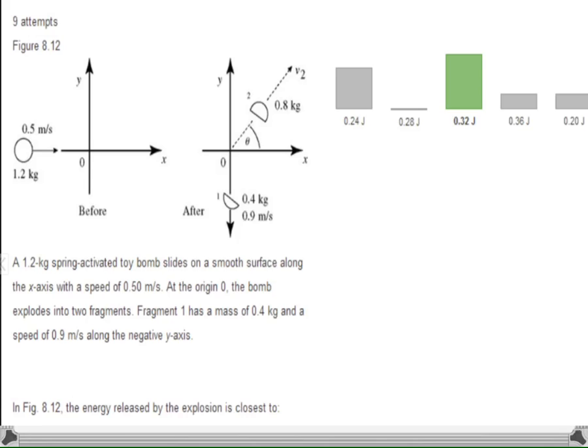So the question is, you have to answer what is delta K. That means the difference between the final and the initial kinetic energy. So, of course, it will be in terms of joules. You see, the answers are given in terms of joules.